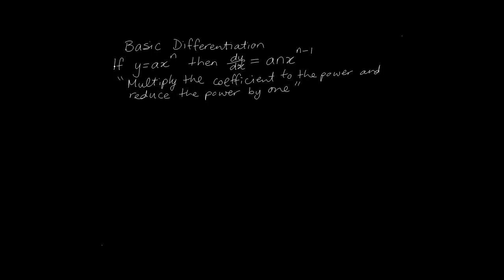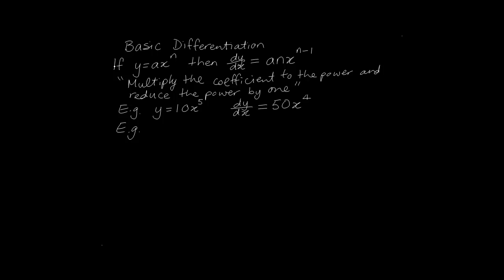So let's have a look at some examples. Suppose I have y equals 10 times x to the power 5. To find the gradient function, dy/dx, or the derivative, I will multiply the 10 and the 5, giving me 50, and then reduce the power by 1, so I have x to the power of 4.